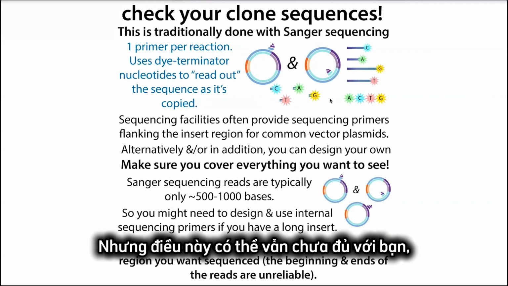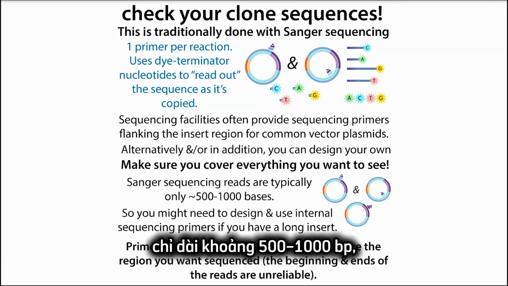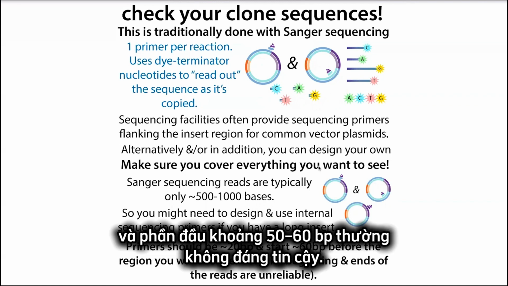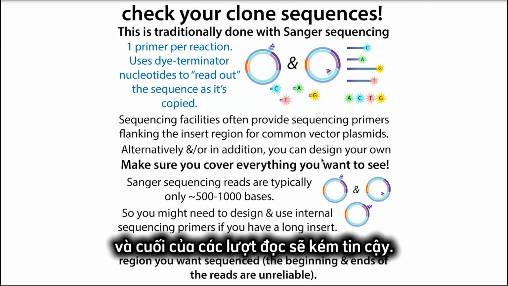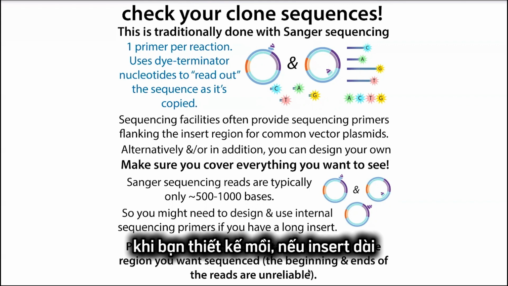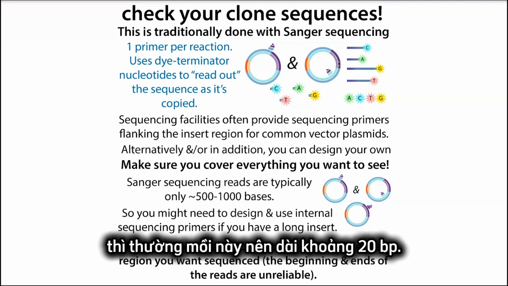But this might not be sufficient for you. Even if there are primers that will go into the beginning and the end of your insert, each of those Sanger sequencing reads is only going to be about 500 to 1,000 bases. And the first 50 or so aren't going to be reliable. So the beginnings and the ends of the reads are going to be unreliable, as we'll look at. So when you design the primers, if you have a long insert, you might have to design an internal primer to make sure that the read from the forward primer, the read from the reverse primer, and your internal primer together overlap and give you the entire sequence.